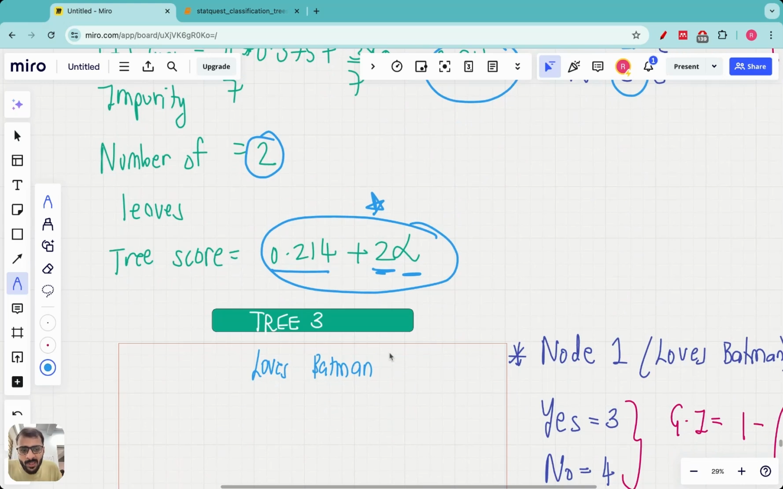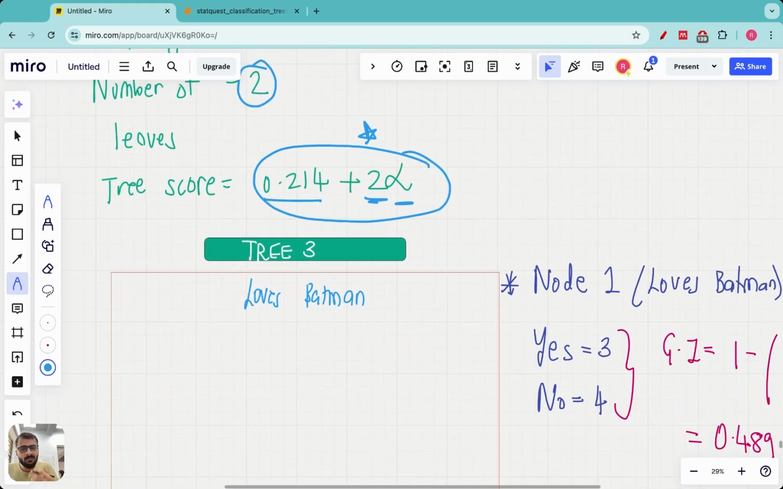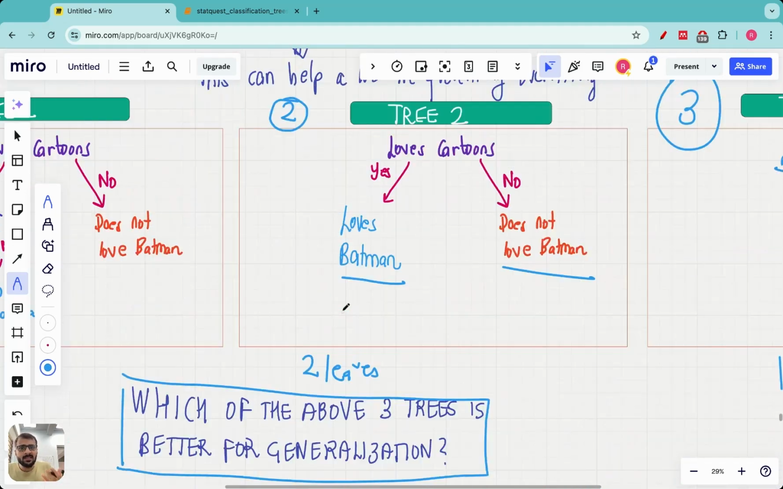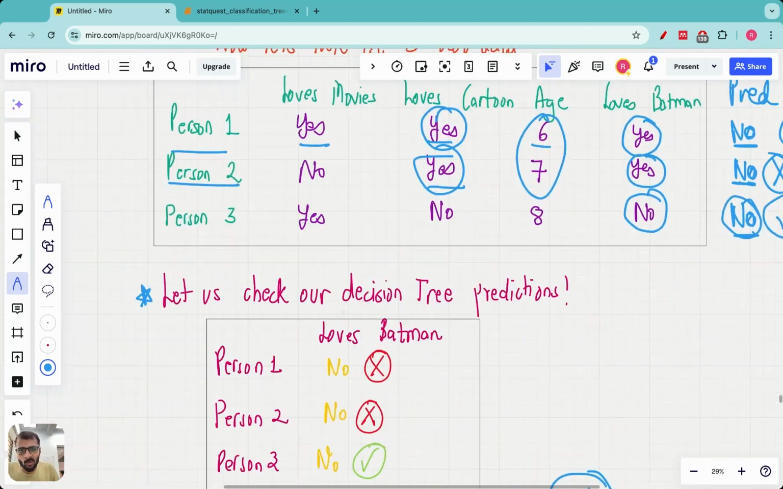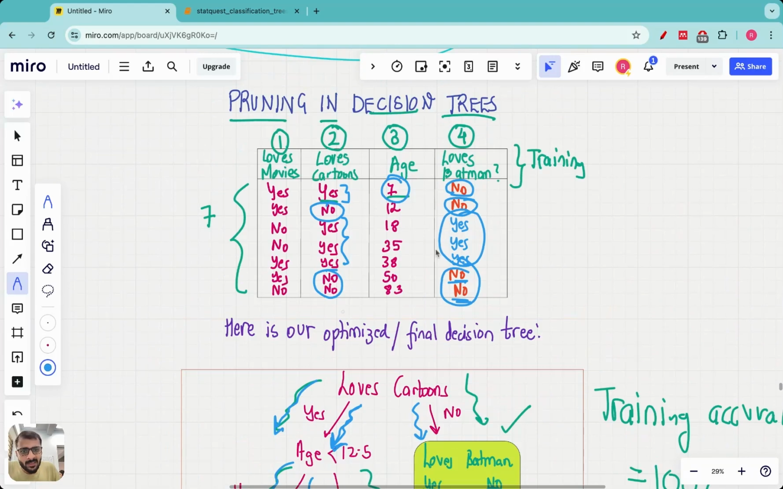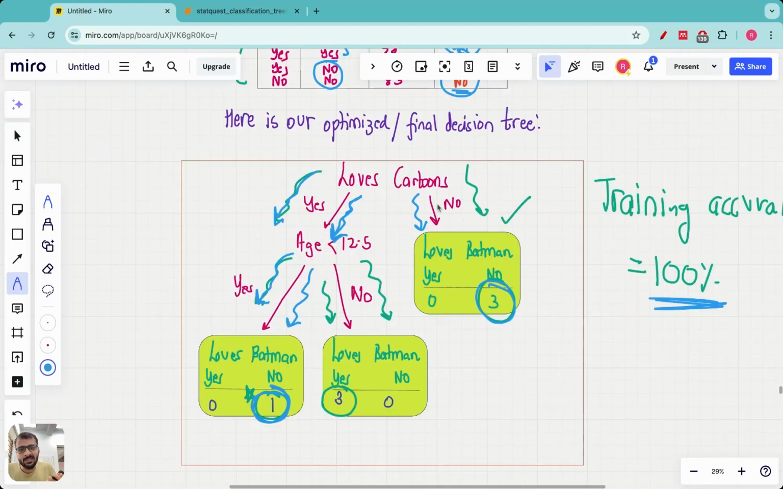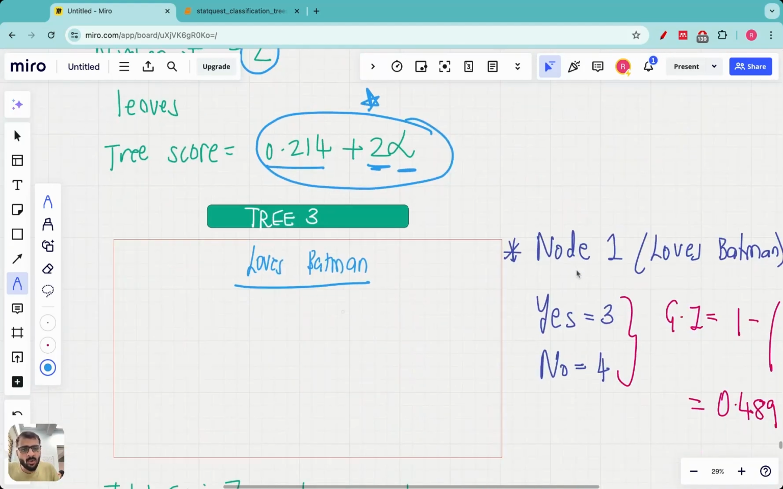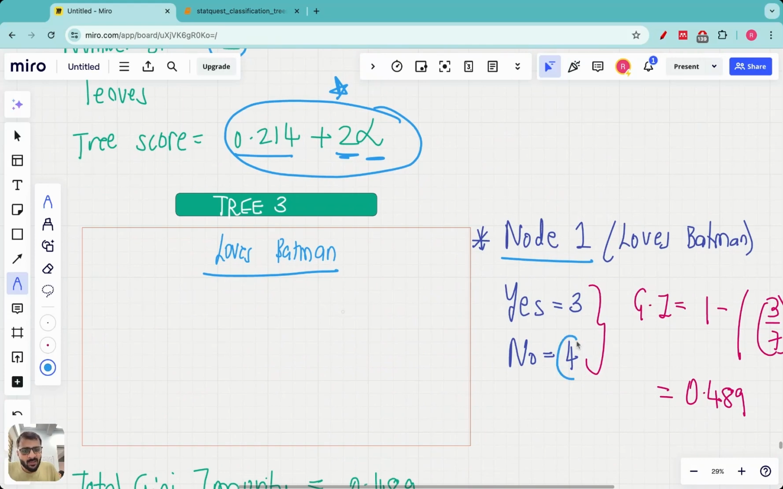Great. Now we actually move to tree number 3. Tree number 3 is just we are going to say everyone loves Batman. So now let's look at the data and see how many do love Batman and how many do not love Batman. So if we look at the data set, if you look at the orange ones, we can see that there are 4 people who don't love Batman and 3 people say yes. So in tree number 3, there is just going to be one node and 4 people say no and 3 people say yes.